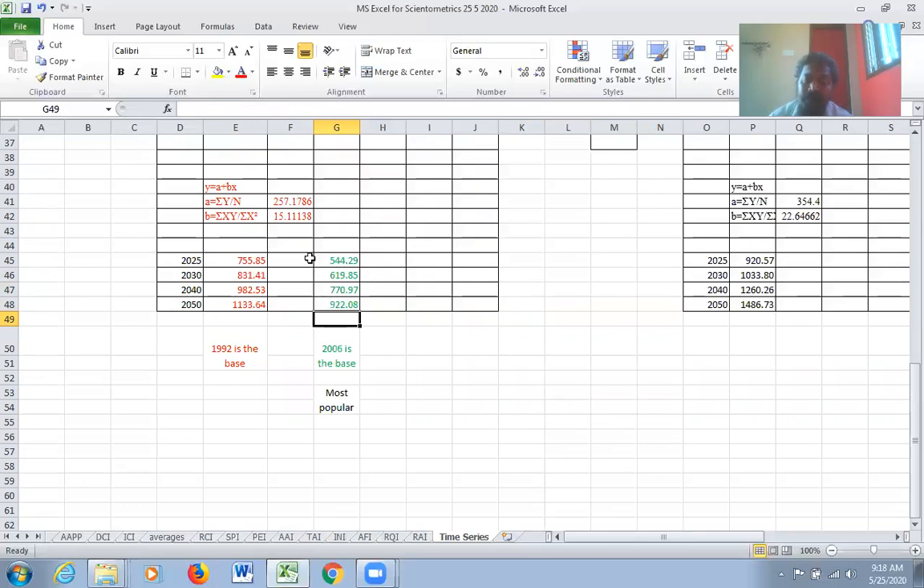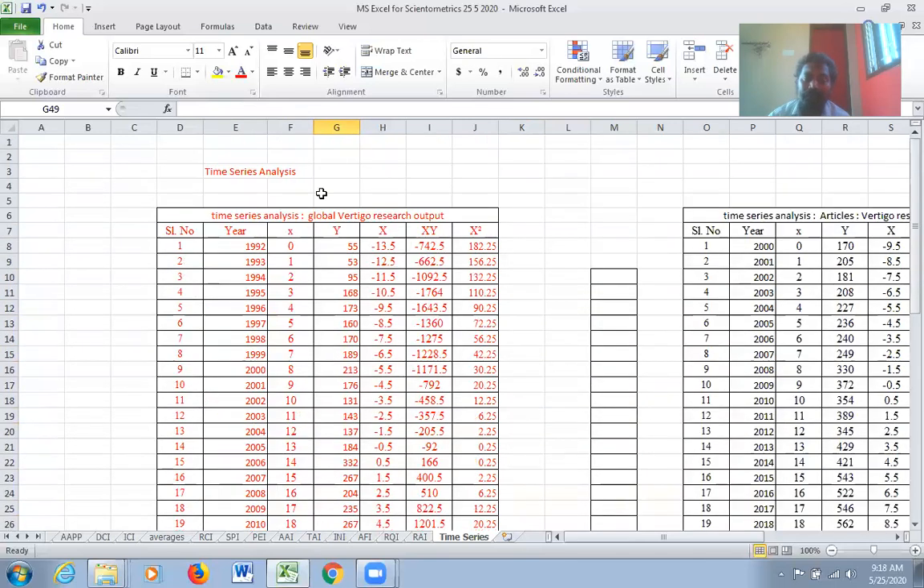If you see here, the future estimated output is comparatively less. So this way you can do time series analysis for the entire output. You can take only single author publications and calculate time series analysis. You can take only joint author publications and calculate time series analysis. So whatever kinds of future estimation you want to make, you can achieve it with the help of this time series analysis.